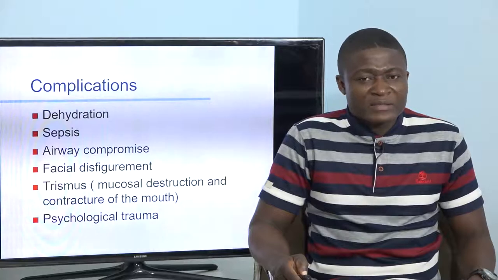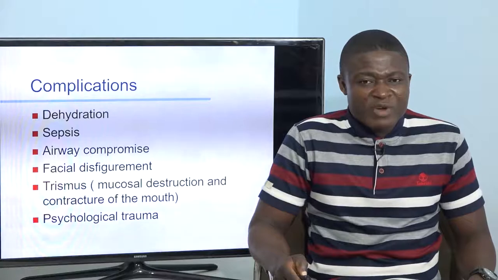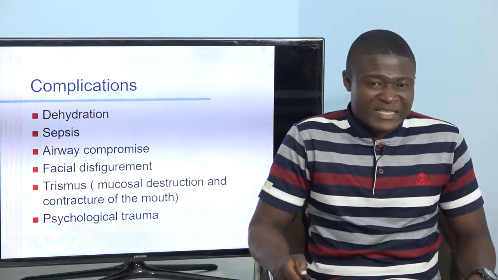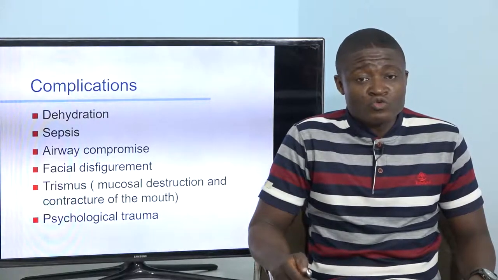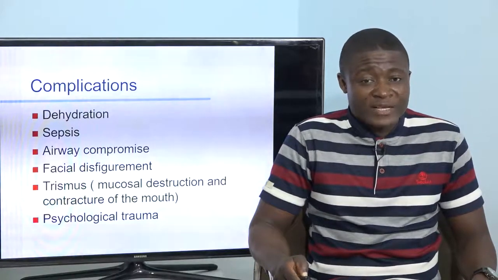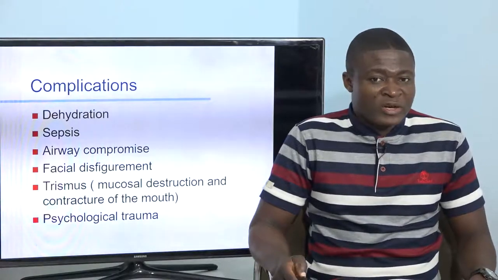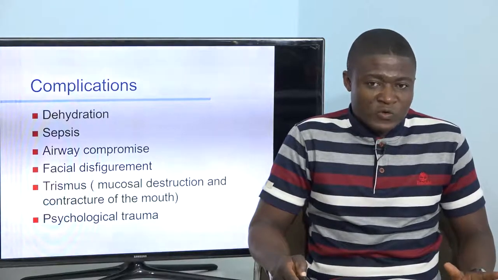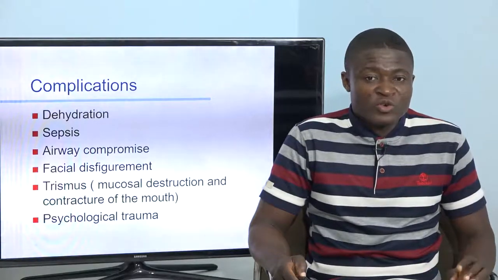Then airway compromise. This condition can be devastating to the extent that even the airway will be compromised in a way. The nostrils could be devastated, and even taking in air becomes a problem. Facial disfigurement. So you saw those two previous pictures that I showed you. You can see how disfigured their faces looked. Then we have trismus, that is mucosal destruction and contracture of the mouth. So tissues and mucus of the mouth are destroyed to the extent that he or she is not able to even open the mouth again.